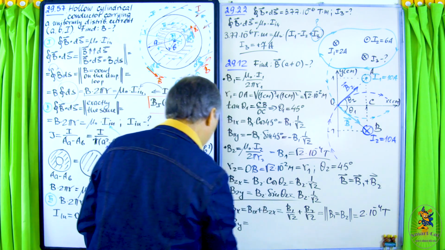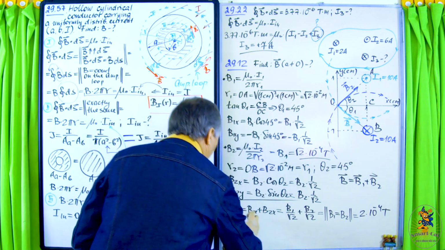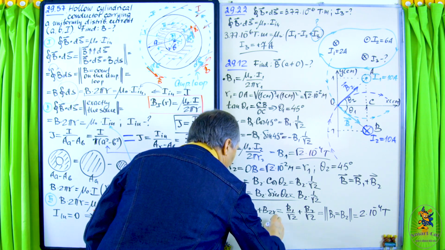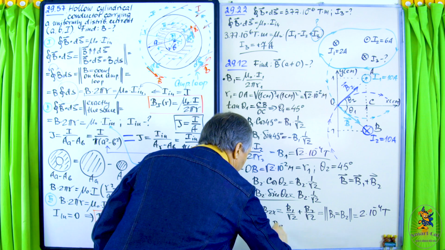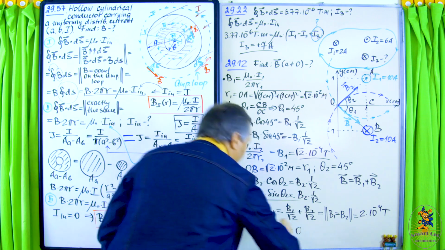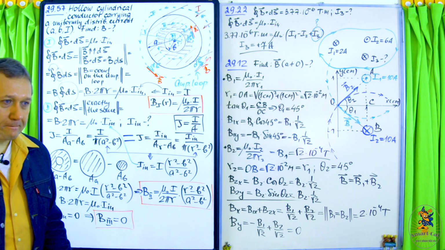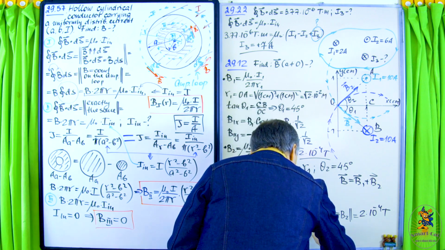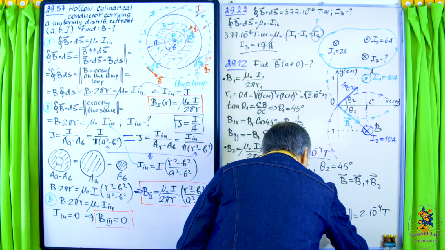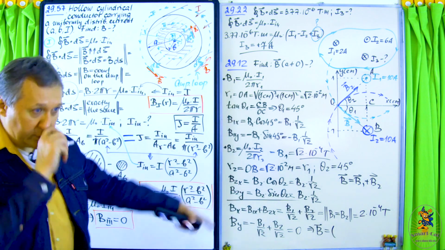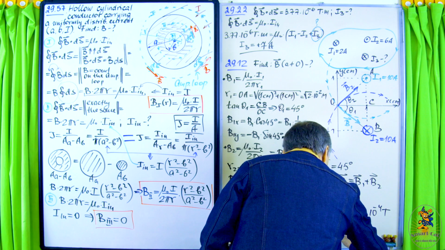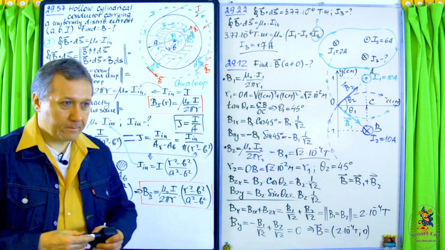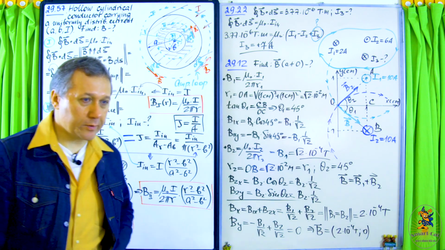And now the y component, but you can see immediately that the y component will be 0 because you have minus B1 divided by square root of 2 and plus B2 divided by square root of 2. And this will be equal to 0. So of course we can write it in vector form if you want. B will be equal to, x component is that, and then y component is 0. So that's how I would do it.